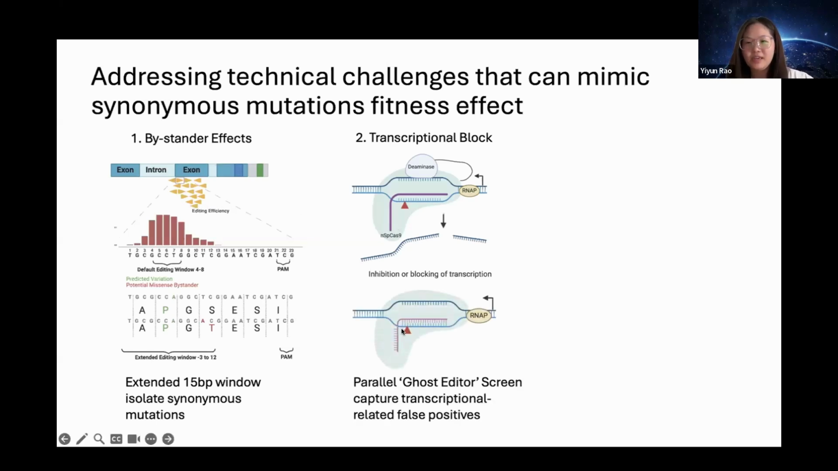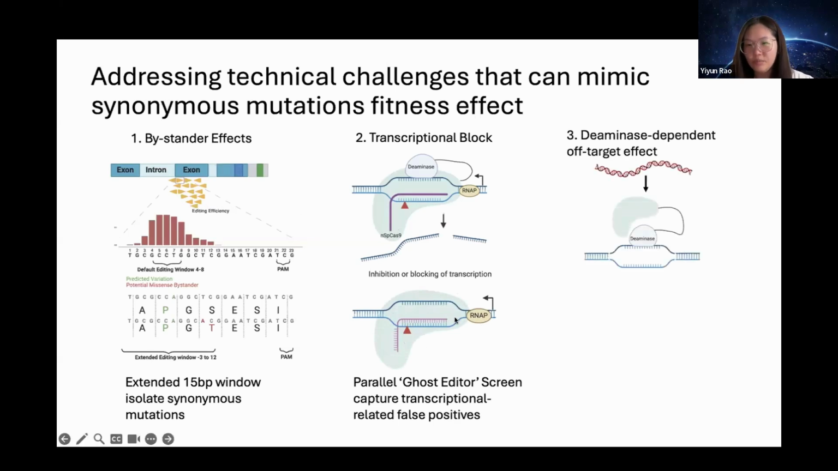We call it ghost editor because it is basically a base editor, but there's no deaminase domain. So it will bind the same DNA target, but it doesn't make any edits. And this lets us separate the transcriptional effect from the mutational effect.